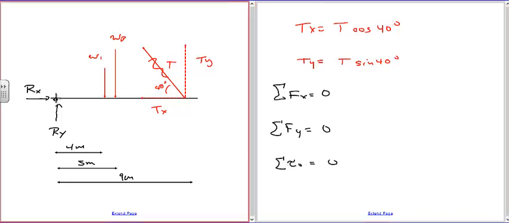Now, we're going to choose that point. The reason we're choosing that point is because both R sub x and R sub y go straight through that point, and therefore these two don't contribute any torque. Also T sub x doesn't contribute any torque because if you extend this, it goes straight through that point. Only T sub y is going to cause a torque.